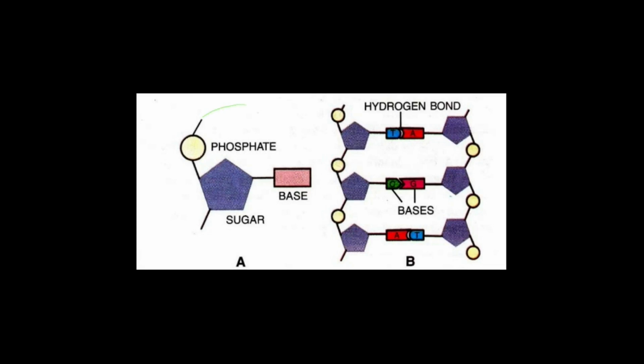Now, structure A shows the basic structure of a nucleotide, which contains a phosphate and a sugar, 1, 2, 3, 4, 5. So it is a pentose sugar and a nitrogenous base. While here, diagram B is going to show two parallel strands of DNA. So these are the two parallel strands of the DNA molecule, and in between are the nitrogenous bases.